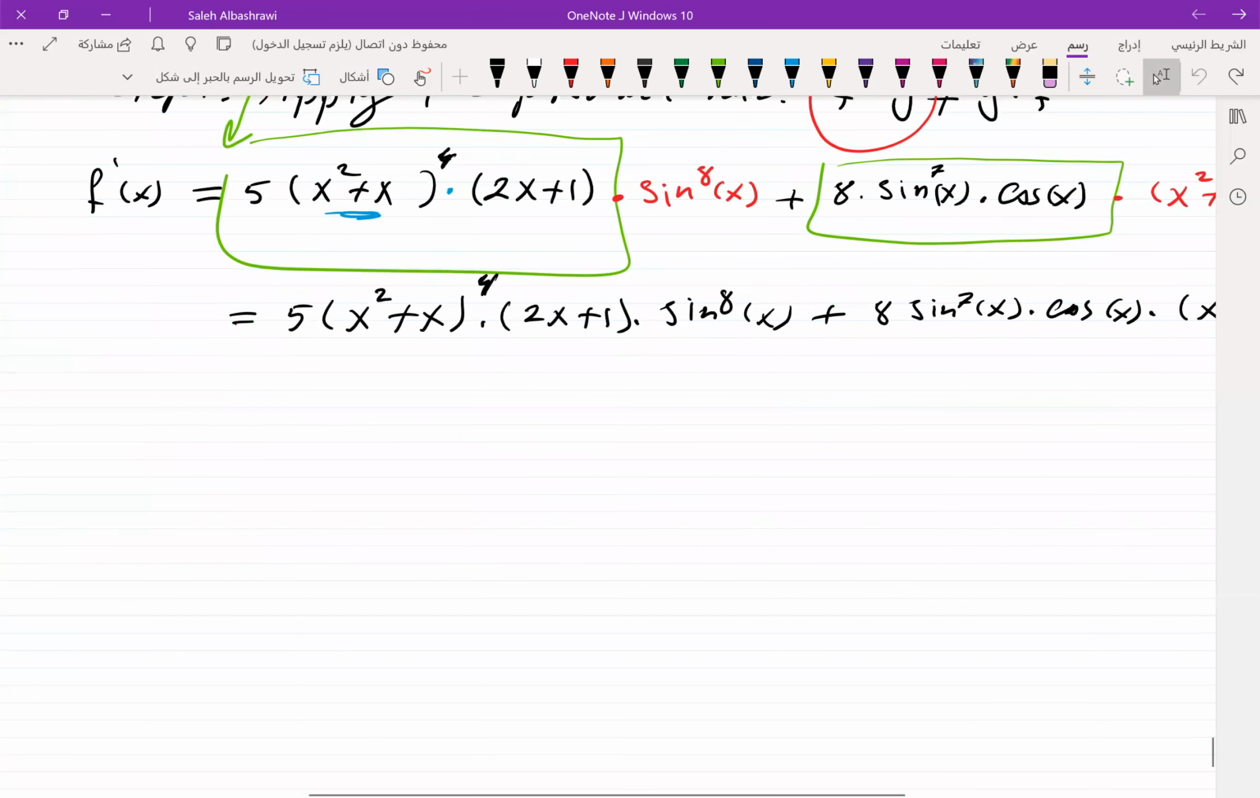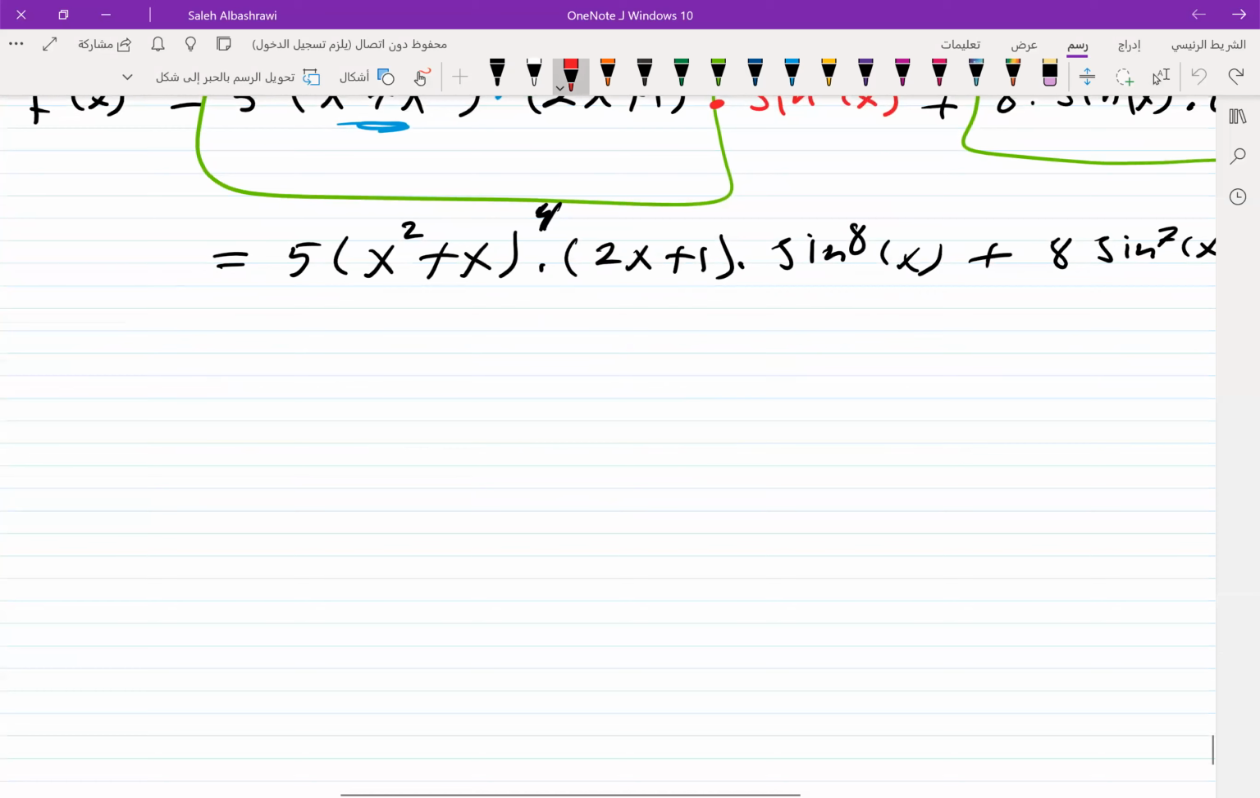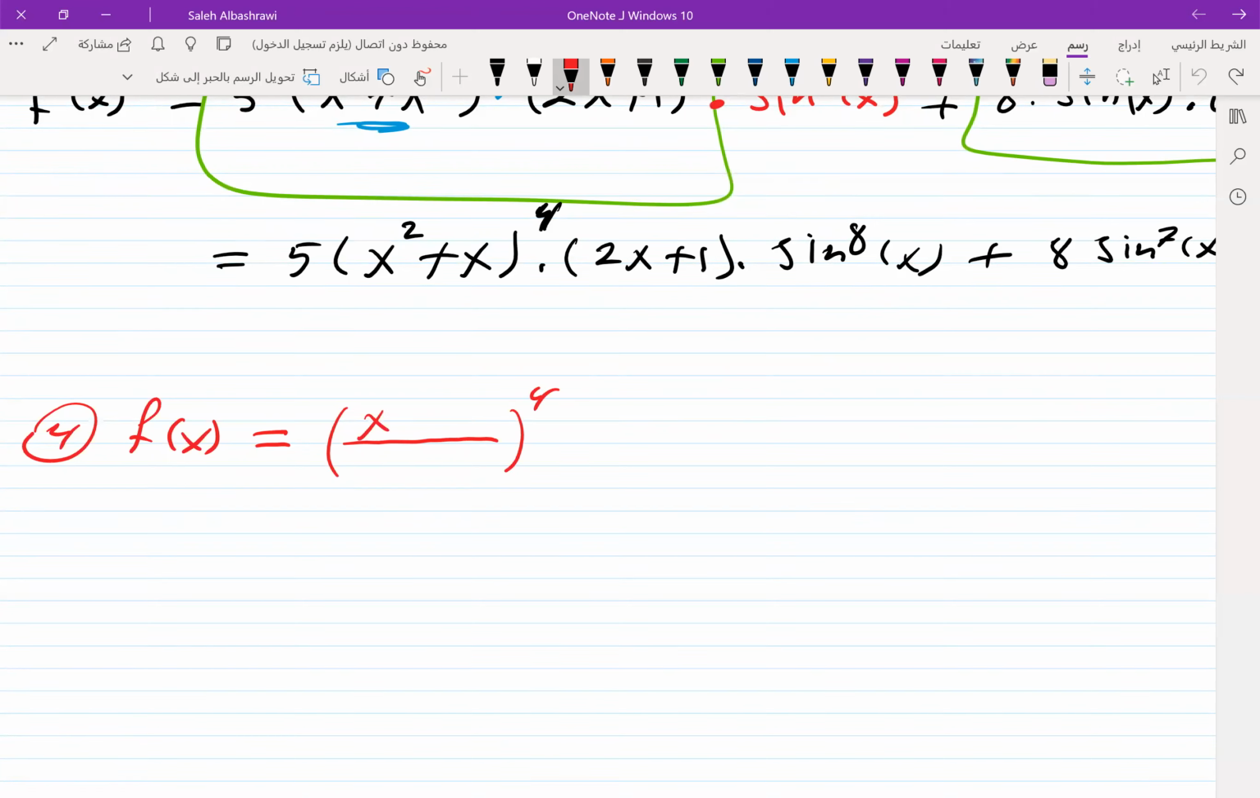Let me take one more. Number 4. f of x is equal to ((x minus 5) over (3x minus 1)) to the power 4, and I need to find the derivative.